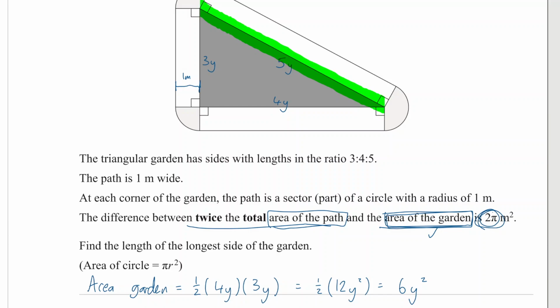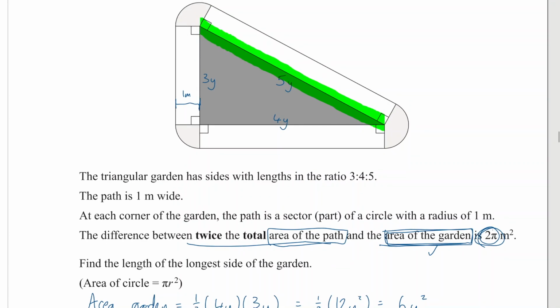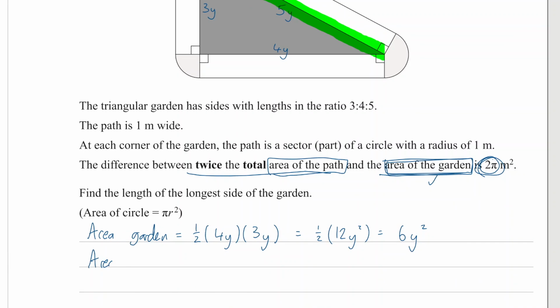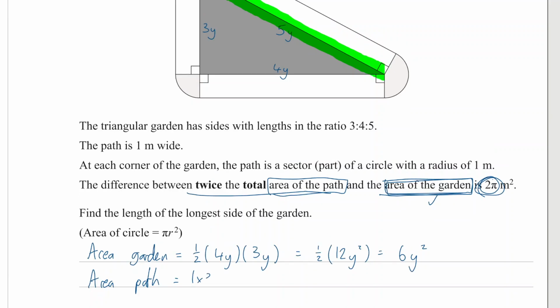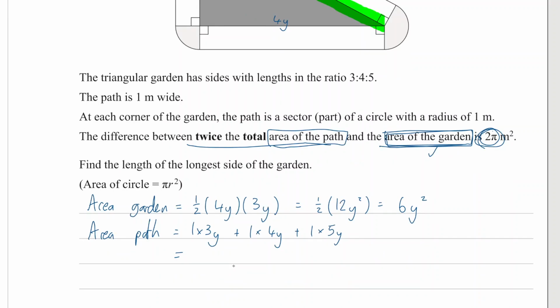Now the area of the path. So looking at it, the white area, so like these rectangles, will be pretty easy because it's a width of 1 and we know the length is the same as each length of the triangle. So area path is 1 times 3y is that rectangle area, plus 1 times 4y is the bottom, plus 1 times 5y is the top. And in maths, we don't need to write the 1, so that's 3y plus 4y plus 5y is 12y.